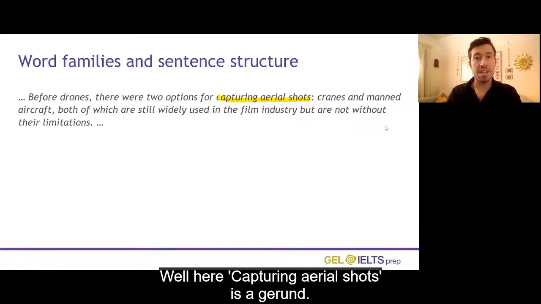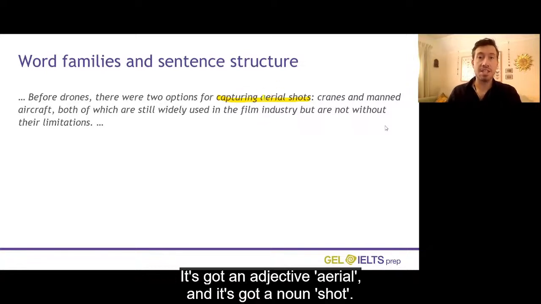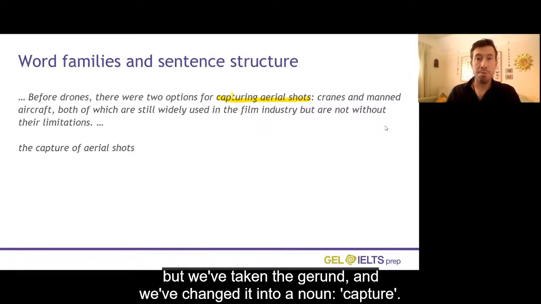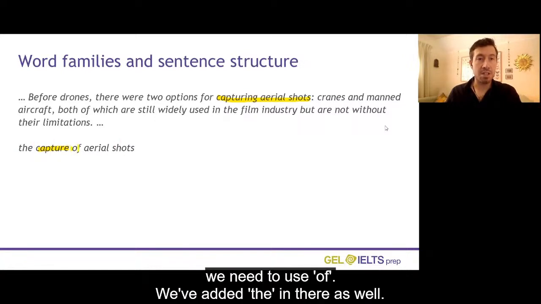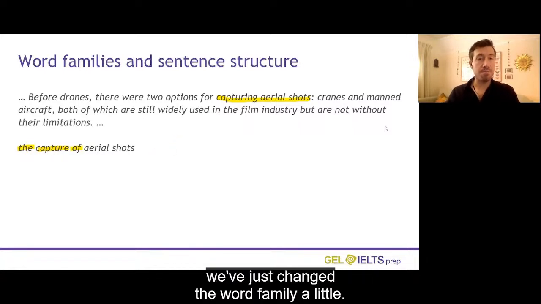Here, capturing aerial shots is a gerund, so it's a noun form of the verb with ing. It's got an adjective, aerial, and it's got a noun, shots. Okay, so we could change it like this. So we've kept aerial shots the same, but we've taken the gerund and we've changed it into a noun, capture. Now, because we've got a noun here and then another noun here, we need to use of, and we've added the in there as well. So the capture of aerial shots has the same meaning, but we've just changed the word family a little.